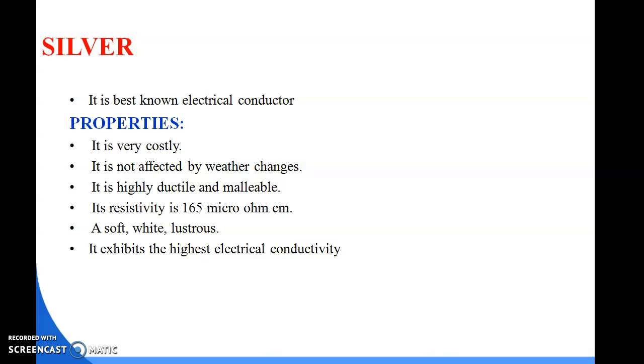So these are the properties. It is very costly. It is not affected by weather change. It is highly ductile and malleable, and its resistivity is 1.65 micro ohm cm. Its color is a soft white lustrous color, and it exhibits the highest electrical conductivity.